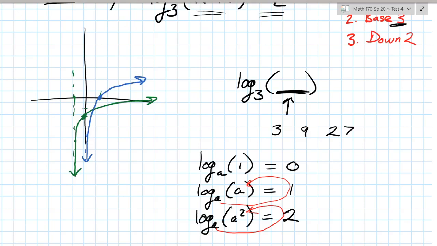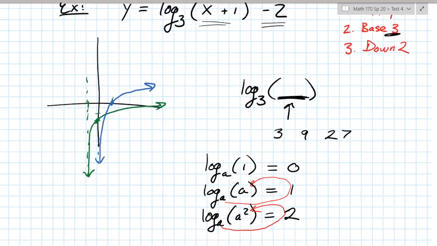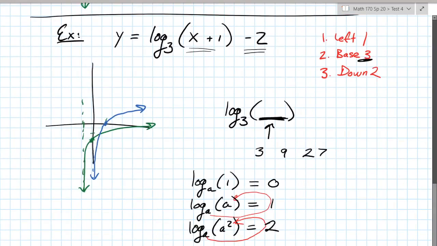So what would be another number for x in this problem that would give me a convenient value? Well, if I can get the inside part to be 3, that would be convenient. So if x were 2, 2 plus 1 would give us 3. Log base 3 of 3 is 1. 1 minus 2 is negative 1. So then right here would be the point 2, negative 1.